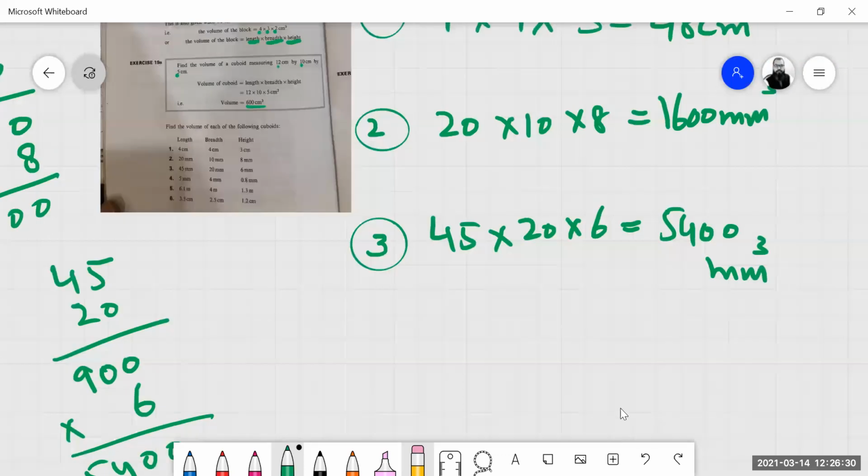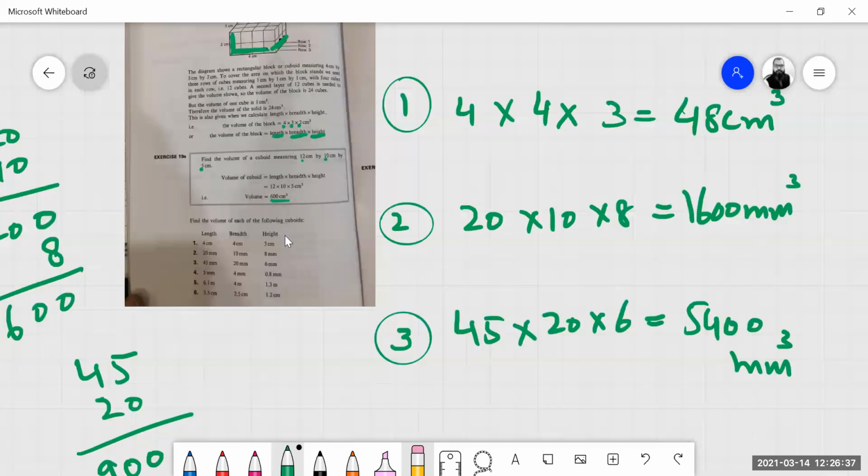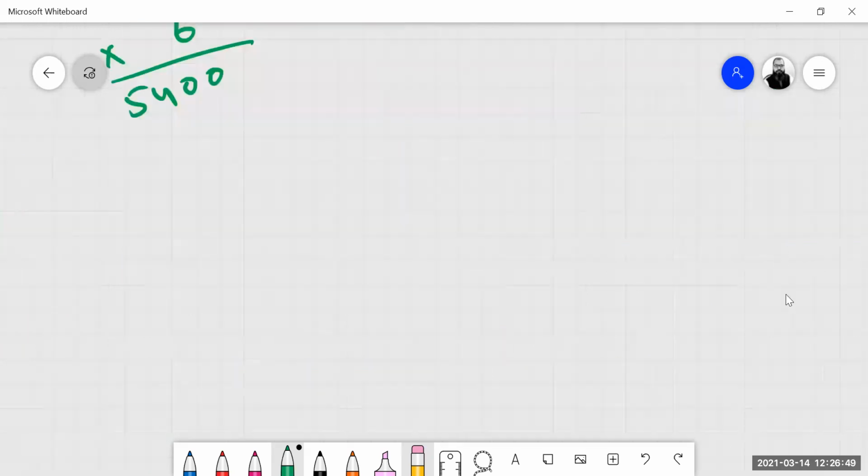Yes, these are the answers. Just length multiply breadth multiply by height. Find the volume of each of the following. Length multiply breadth multiply height. Multiply, then get the answers. 5,000.